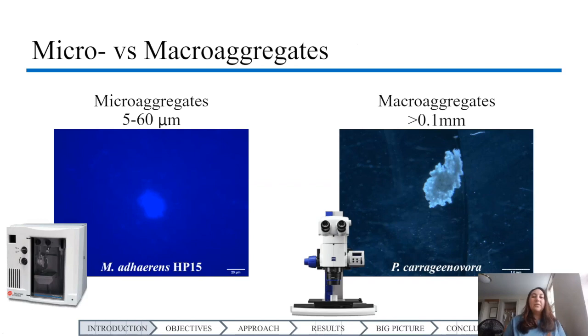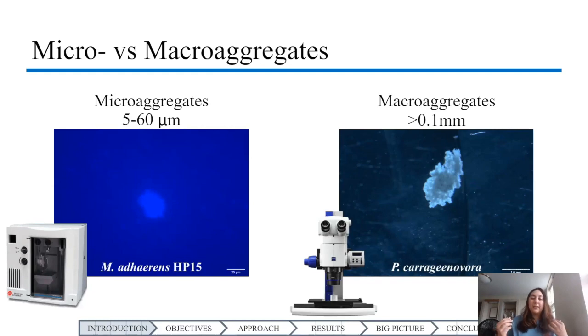Moving on, I would also like to talk about the difference in aggregates that I'll be talking about further down the line. The two types of aggregates I'm going to focus on are microaggregates and macroaggregates. Microaggregates have also been known as suspended aggregates and are categorized as 5 to 60 micrometers in diameter. These microaggregates require the use of such equipment as Coulter counters or flow cytometers to properly quantify. There is an example image of microaggregates below with a scale bar representing 20 micrometers.